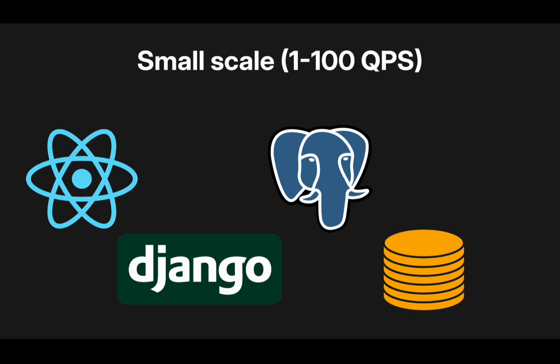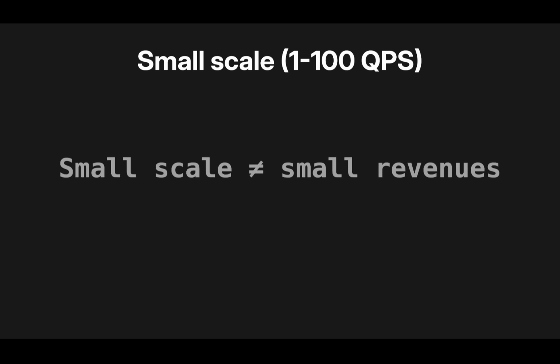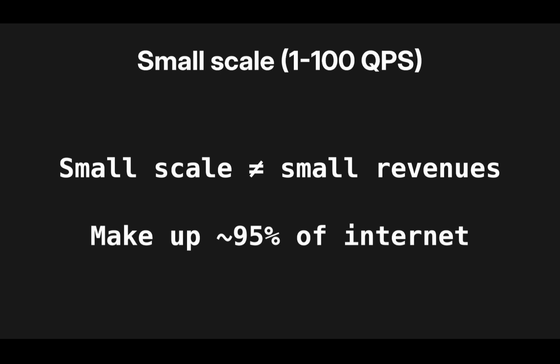A basic backend and frontend framework, SQL database, and a single server is often more than enough. If you have a lot of static content, including a cache is also beneficial, as you can store almost all of your static content in the cache, significantly reducing the number of calls you need to make to your database. In fact, small scale does not mean small revenue. There are many multi-million-dollar companies that have under 100 QPS, purely because they are almost all static content that can be served through a cache, or because the users don't actually frequently query the database. Small-scale systems make up probably 95% of the internet.